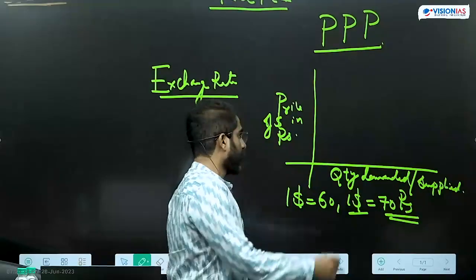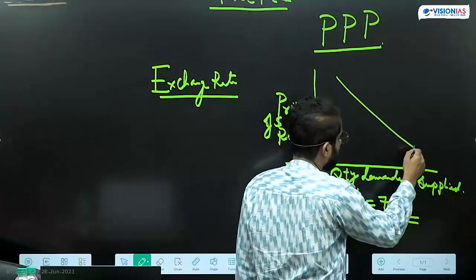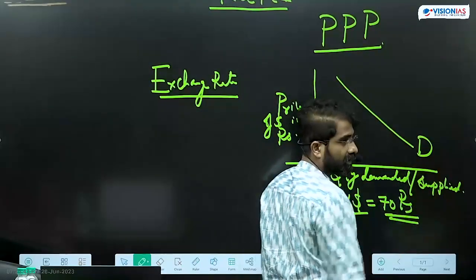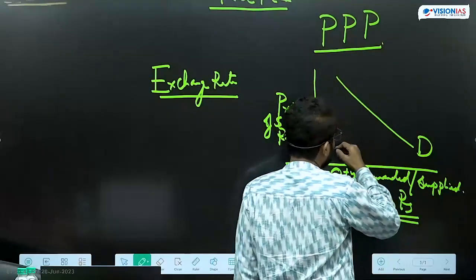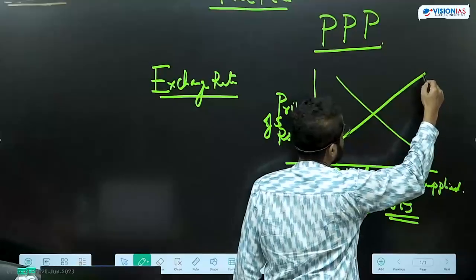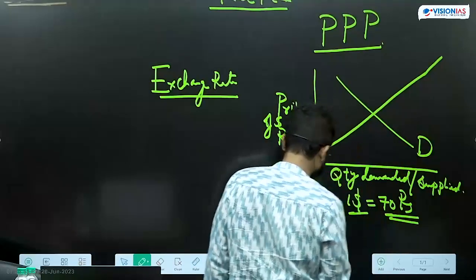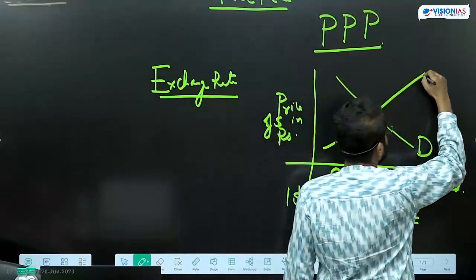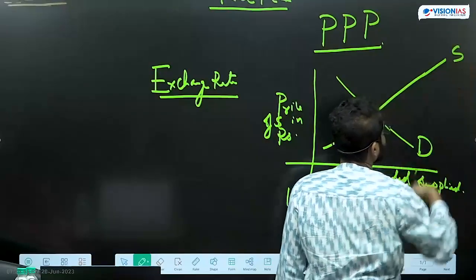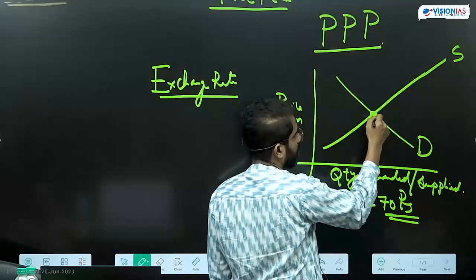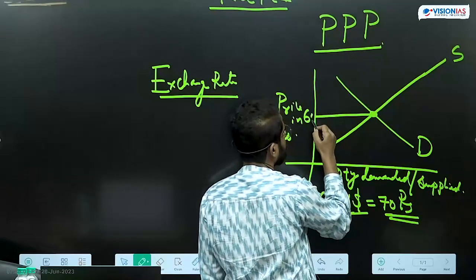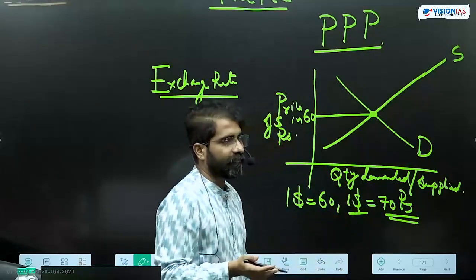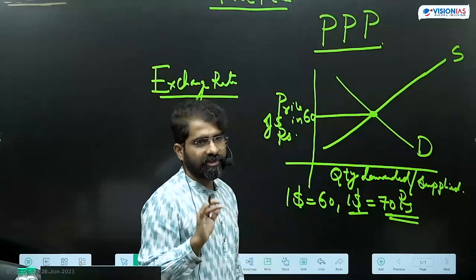How does a basic demand graph look? This is the basic demand graph, rightward sloping. Then the basic supply graph looks like this. The intersection point is how the price is decided. Let's say the price is $1 is equal to 60 rupees.